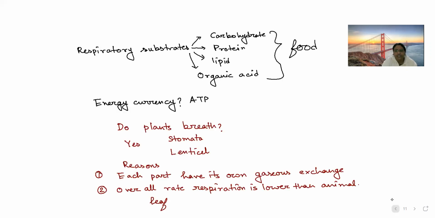use energy wisely. Now, I told you that respiration, although we write the equation as C6H12O6 plus 6O2 gives rise to 6CO2 plus 6H2O plus energy. So although the equation is like this, it's not a one-step process, it is a multi-step process.